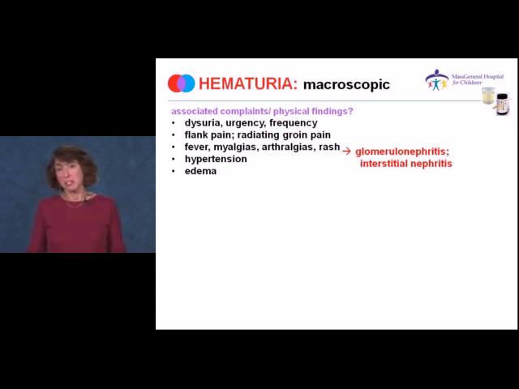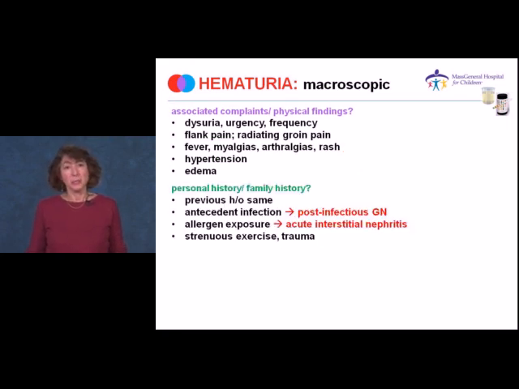Other associated complaints a patient might show up with would be fever, systemic complaints, myalgias, arthralgias, maybe a rash. And this time you're starting to think of something more systemic, a glomerulonephritis and interstitial nephritis that has more systemic effects as well. And associated with those, you may want to screen for hypertension, you may want to examine for edema. And we'll come back to glomerulonephritis at the end of the talk.